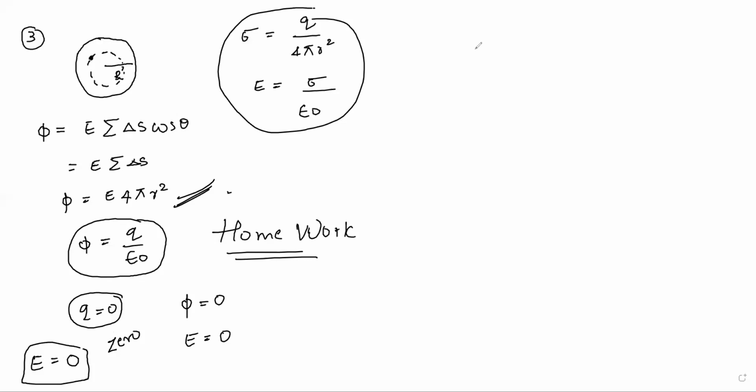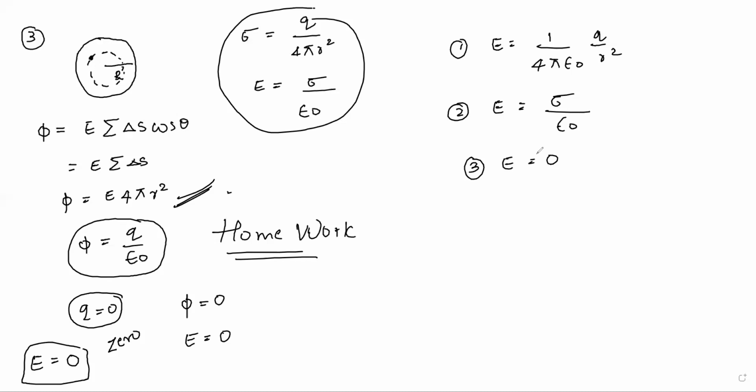So if I summarize, the first case is E is equal to 1 by 4 pi epsilon naught q by r square. In the second case, E is equal to sigma by epsilon naught. And in the third case, E is equal to 0. So this is all about the expression for the electric field due to a uniformly charged sphere when you apply Gauss law. This is the application of Gauss law and you will get it for 5 marks.